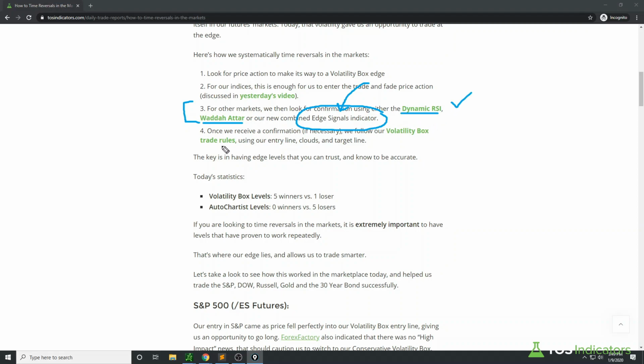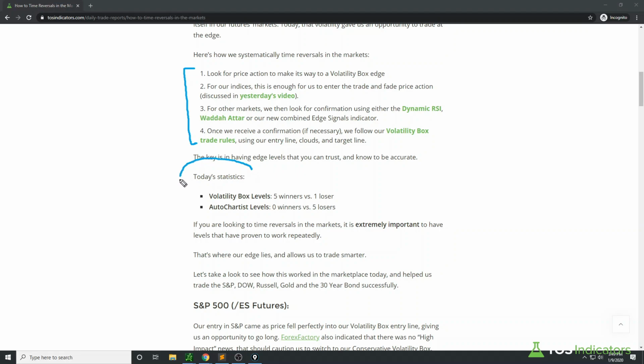And then finally, once we have that confirmation, we just follow our simple trade rules where we're looking for our first risk to reward ratio to be hit. That's our first target. And then our second target is based off of the target line, which is that gray dashed line. So really, that's our simple practice in which we can time reversals.